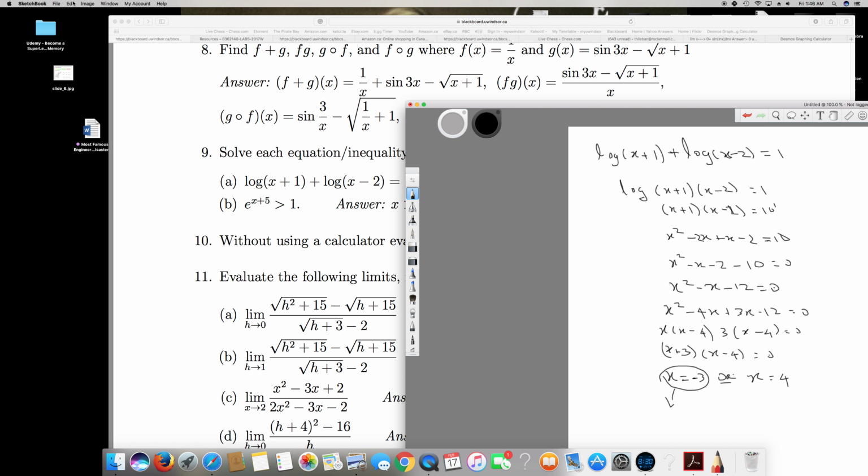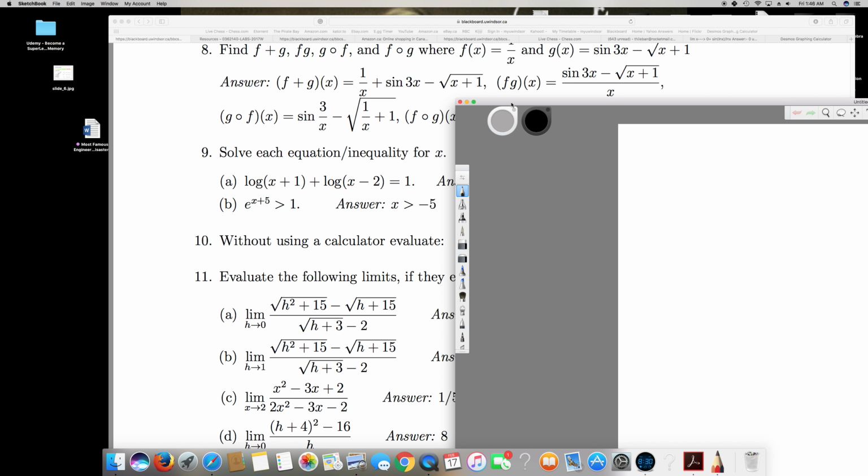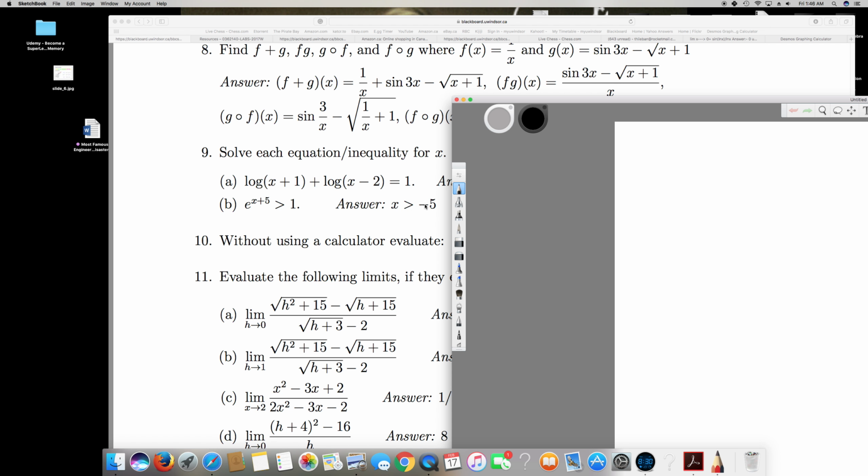So let's go to the next question. The next question is asking: e to the power of (x + 5) is greater than 1, and the answer is given as x is greater than minus 5. Let's see how they got that answer.